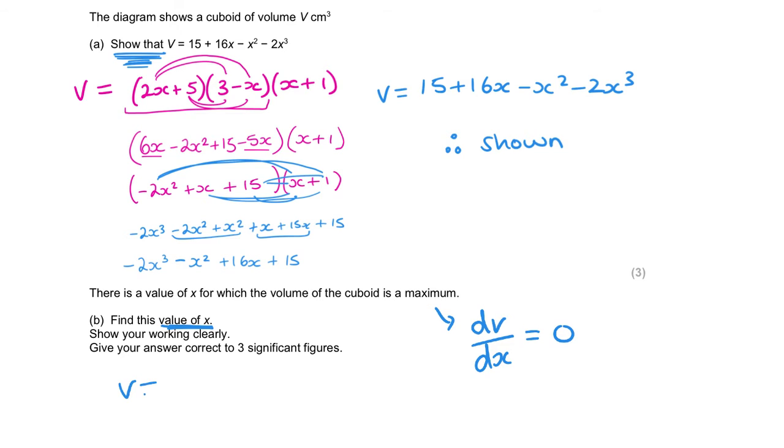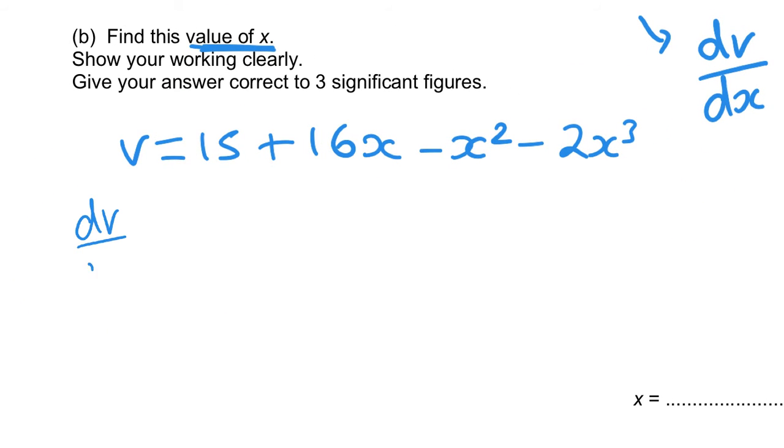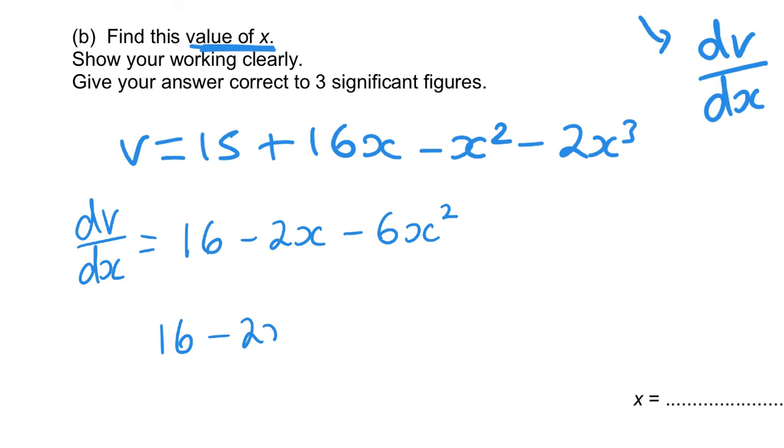So we know that V equals 15 plus 16x minus x squared minus 2x cubed. Okay, so I'm going to go ahead and differentiate V with respect to x. 15 differentiates to 0. 16x differentiates to 16. Minus x squared differentiates to minus 2x. Minus 2x cubed differentiates to minus 6x squared. Absolutely. Okay?